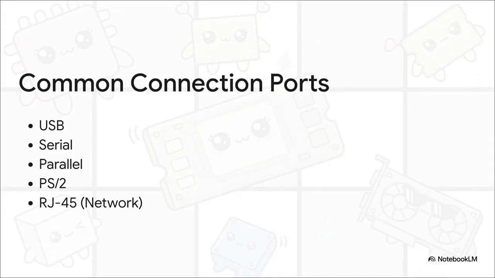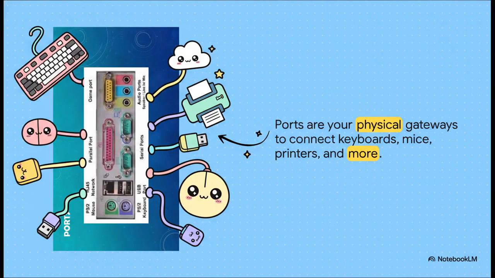Now let's talk about connecting to the outside world. All those different plugs on the back of your computer, those are ports. Now, today we mostly just use the super versatile USB for almost everything. But for a long time, computers had this whole collection of specialized plugs for very specific jobs. And this is what that panel of ports usually looks like. See how they're all different shapes? Each one was designed for a specific purpose. These are the physical gateways that let you plug in your keyboard, your mouse, a printer, your internet cable, everything you need to actually use the computer.